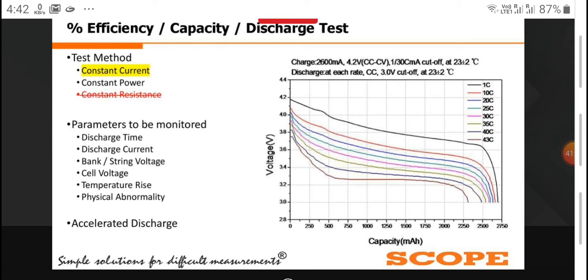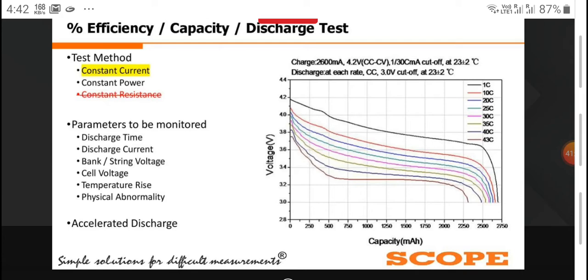Now, if you see the graph at 1C, the rated discharge is happening and the battery bank capacity is maximum for this case. But when we discharge the same battery bank at 10C, that is 10 times the rated current, 20 times the rated current, and up to 43 times the rated current, you can compare the discharge capacity, that is the rated discharge capacity, with the 43 times rated current discharge capacity. You will see there is a certain difference in the battery bank capacity.